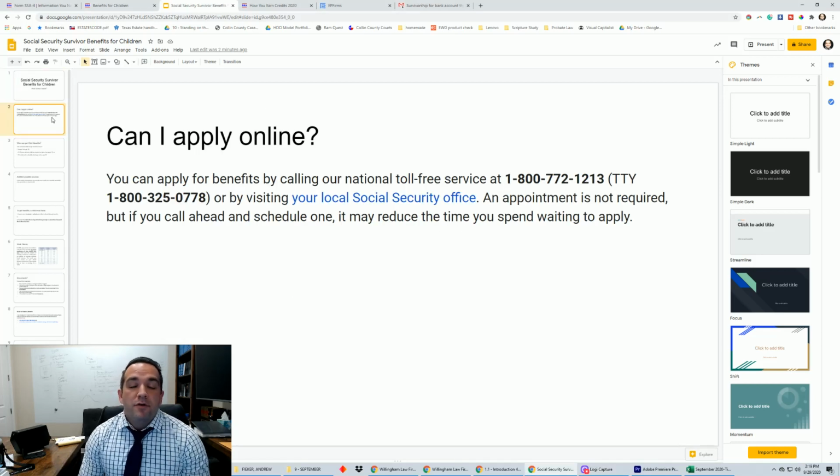Okay, first off, how do you apply? If your spouse has passed away and you have minor children, you cannot apply online. You're going to have to call a toll-free number. The number's right here. I'll put it in the comment section below so you can call the number. They can walk you through what needs to get done. But if you want to just ignore the whole video, you can just call the number and get started in the process.